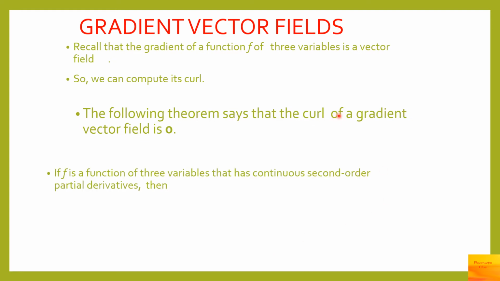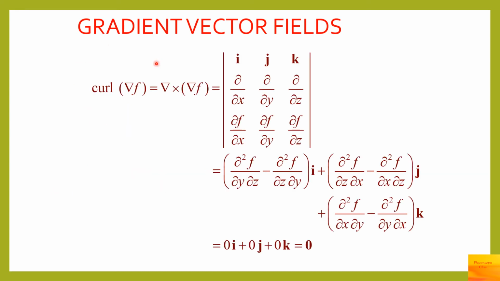The curl of a gradient vector field is 0. So that is given here, curl of del f, the gradient of f, is 0. That can be proved here. In the same way we can take del cross del f. On the first row we write i cap, j cap, k cap. On the second row we have the components of del, and in the third row we have the gradient of f as ∂f/∂x, ∂f/∂y, ∂f/∂z.